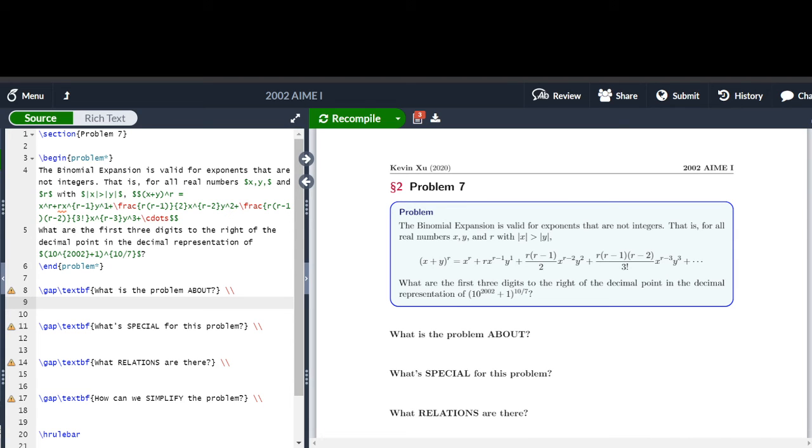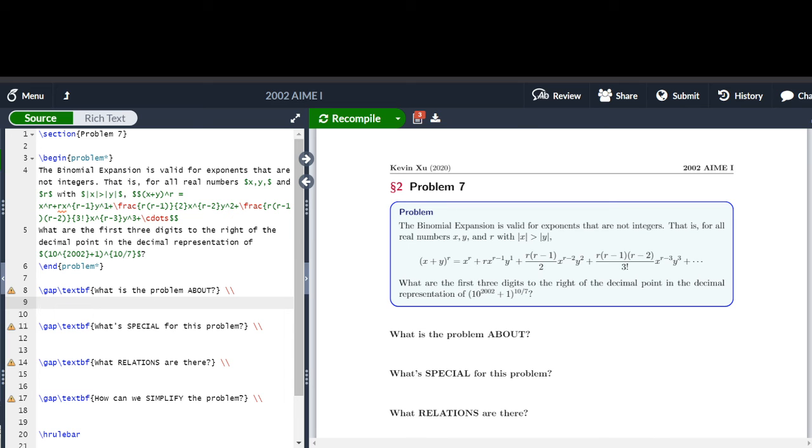Here is problem 7 of the test. Once again, if you need more time to read the problem or open it up in another tab, feel free to pause the video. So now we begin. What is the problem about?